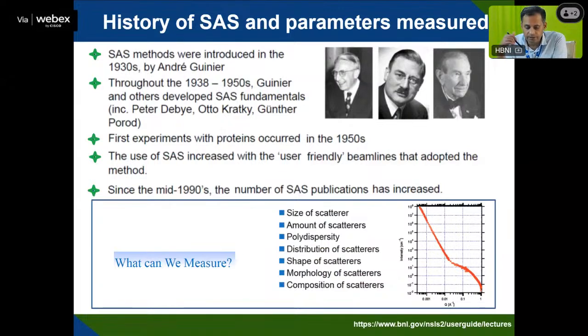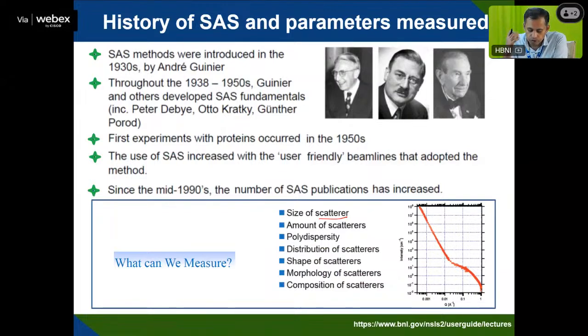So what can we measure by using this technique? You can measure the size of the scatterer, like if you have nanoparticles, or vesicles, or micelles. Those are the scatterers, the materials which scatter X-rays or neutrons. You can measure the size of the particles, and also the amount of scatter, that is, how much intensity of the X-ray or neutron is getting scattered. That can be measured.